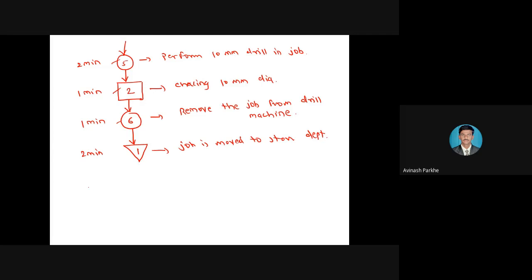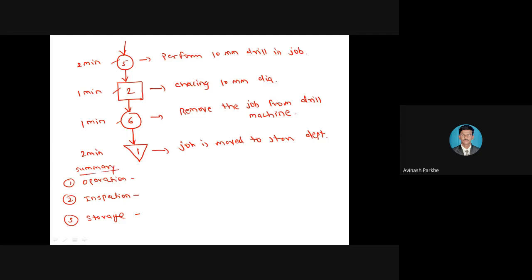So here, how many symbols have I used? For example, 1, 2, 3. Operation, then inspection, and last, storage. At the end, I have to represent the summary also.